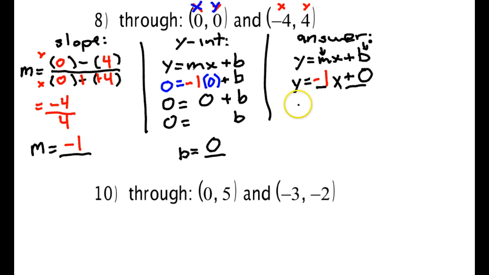And I could simplify this a little bit more. We usually don't write negative 1x, we just write negative x. And we usually don't write plus 0, we can just drop that. So my final answer is just that.